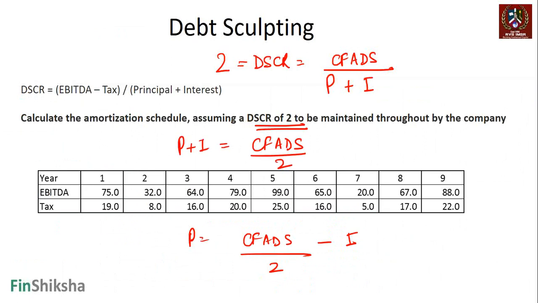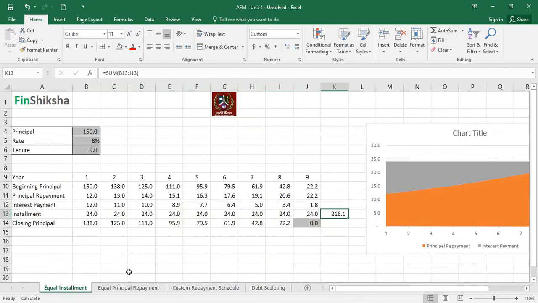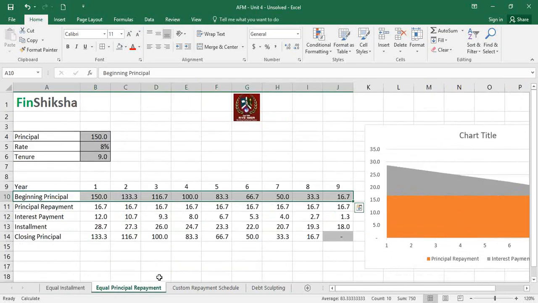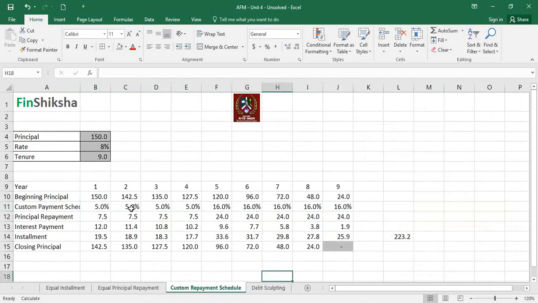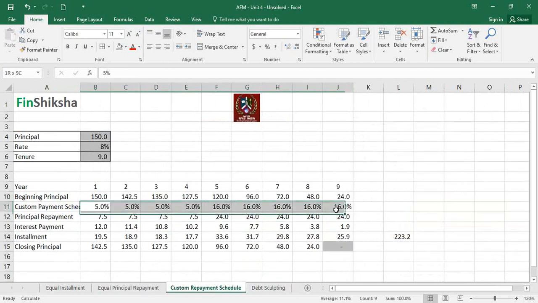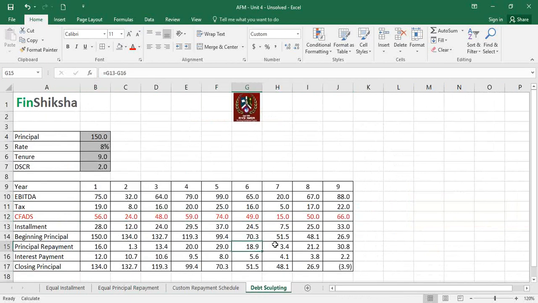So just to quickly summarize, there are 4 methods that we have discussed, which we are also seeing on our Excel file. There's an equal installment, which is an equated monthly installment or annual installment kind of a discussion. There is an equal principal repayment, where every year the same amount of principal is repaid. There's a custom repayment schedule, where sometimes the bank gives us the repayment schedule, and the company pays the principal according to that schedule. And finally, there's something called debt sculpting.